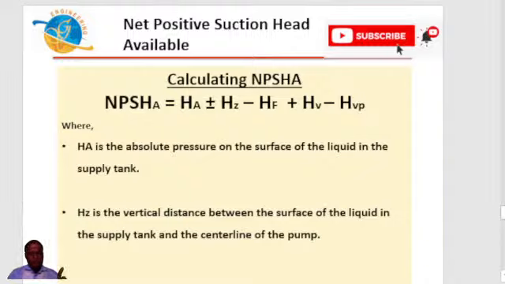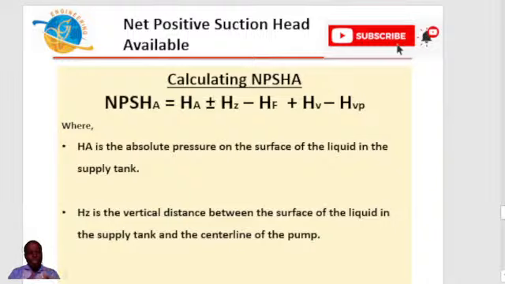Now the next would be plus or minus. It is plus if it is a positive suction system. A positive suction system is that system where you have your suction tank at or above your pump center line. So if it is a positive suction system, you are going to have HA, that absolute pressure on the surface of the liquid, plus.